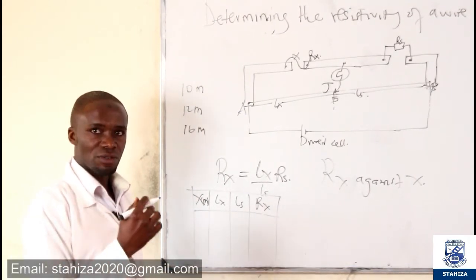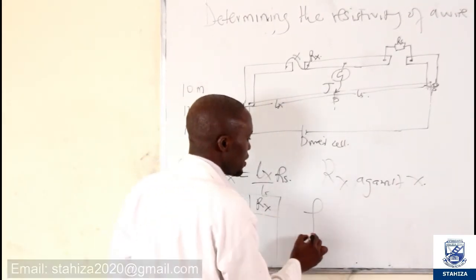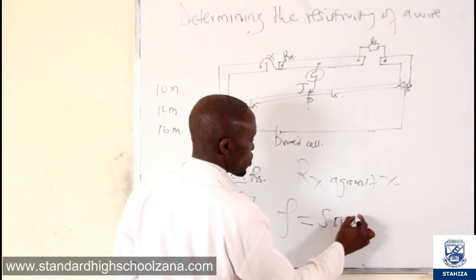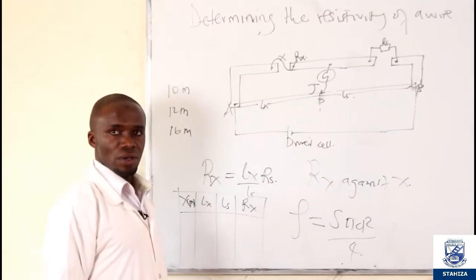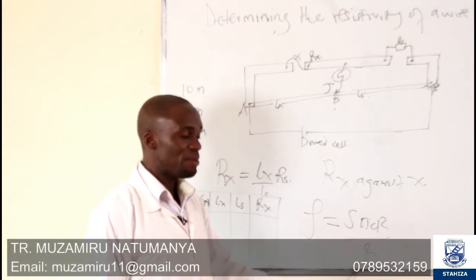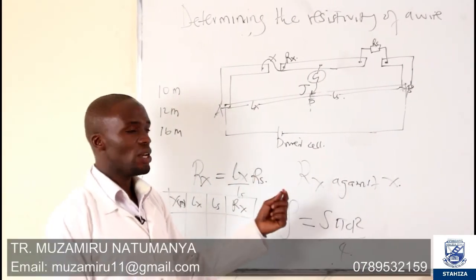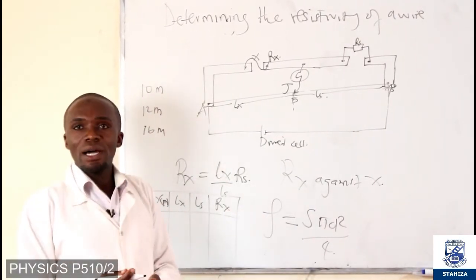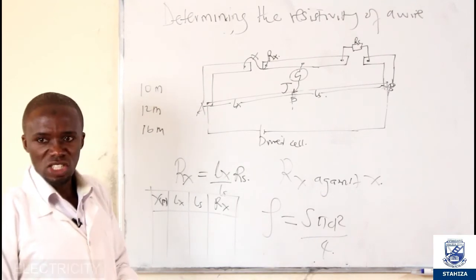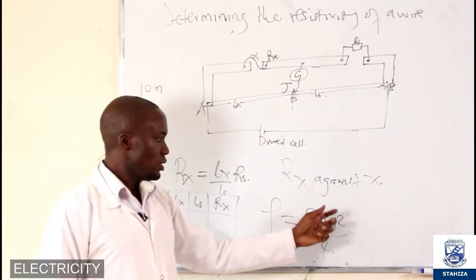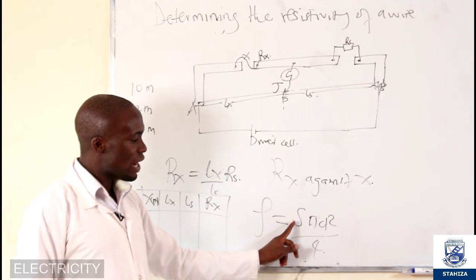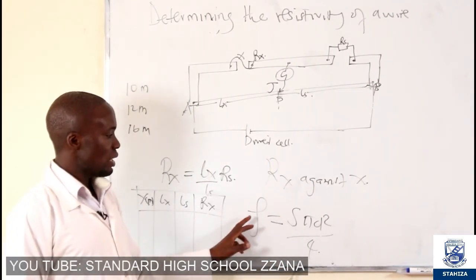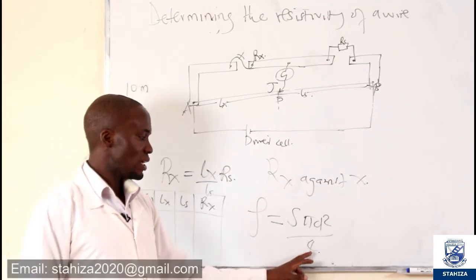After getting the slope of that graph, the resistivity of the wire can be obtained from S pi d squared out of 4. Where are we getting this pi d squared? Remember, we can easily get the area. We can first determine the diameter of the wire. How do we determine the diameter of the wire? By use of a micrometer screw gauge. This one is a constant, and S is a value obtained from the slope. After getting these values, we shall get our resistivity from S pi d squared out of 4.